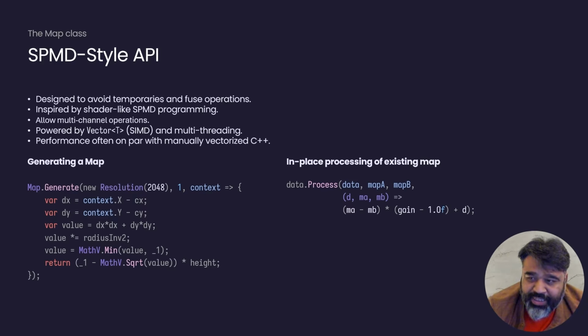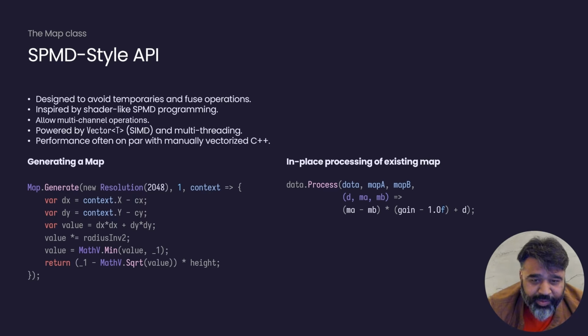It allows multi-channel operations as well, so when we're dealing with the color maps and so on, that's a big plus. It's powered by intrinsics, or exposed as Vector of T, which is the SIMD implementation in .NET, and multi-threading. We have performance that is sometimes on par with manually vectorized C++, thanks to these kernels.